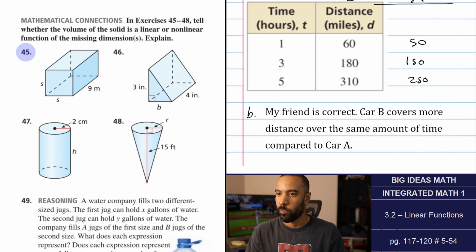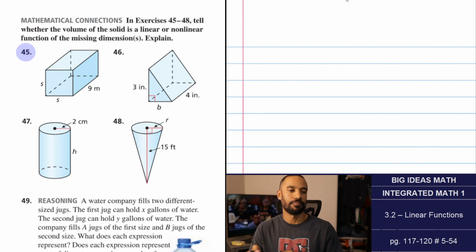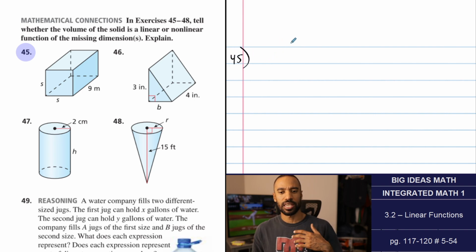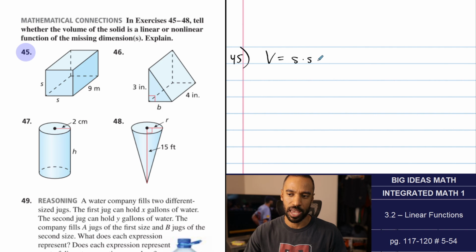Number 45. Mathematical connections. In exercises 45 to 48, tell whether the volume of the solid is a linear or nonlinear function of the missing dimensions. Explain. I guess what they're asking is, when you set this thing up, volume of a prism is length times width times height. So volume is going to be S times S times 9.